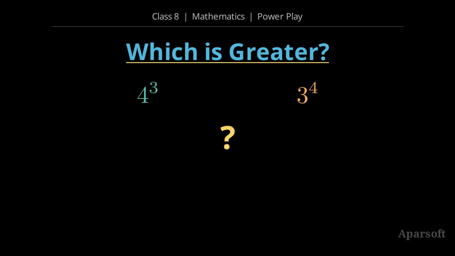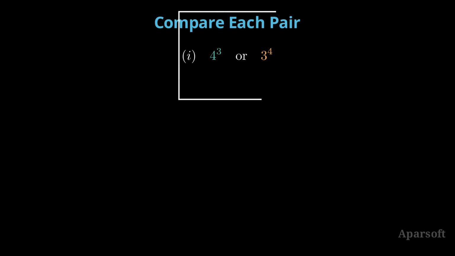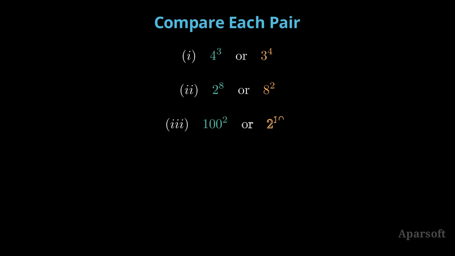Let us find out. Here are all three pairs we need to compare. Pair 1, 4 cubed or 3 to the 4th. Pair 2, 2 to the 8 or 8 squared. Pair 3, 100 squared or 2 to the 100th power. Look carefully. In each pair, the base and exponent are swapped. 4 and 3 swap places, 2 and 8 swap places, 100 and 2 swap places. So the real question is, when we swap, who wins, the bigger base or the bigger exponent?